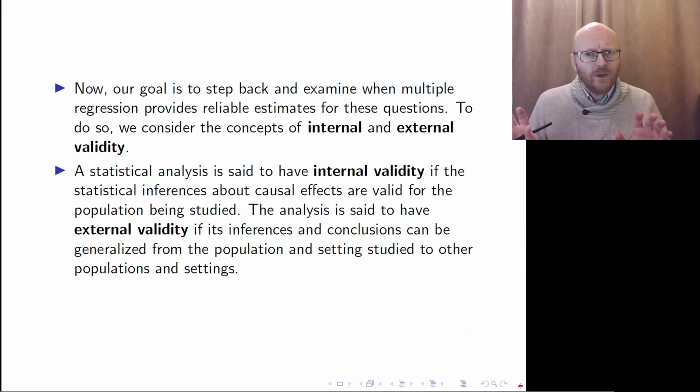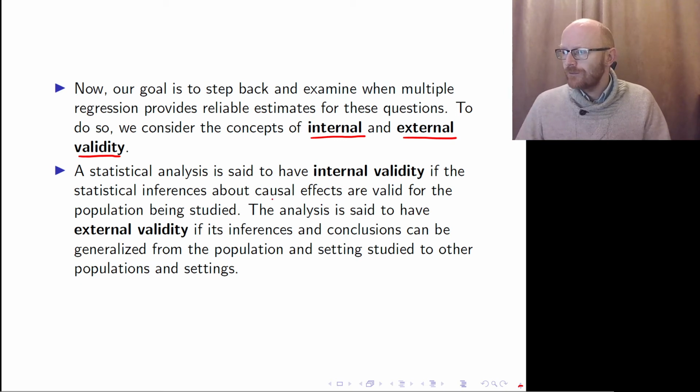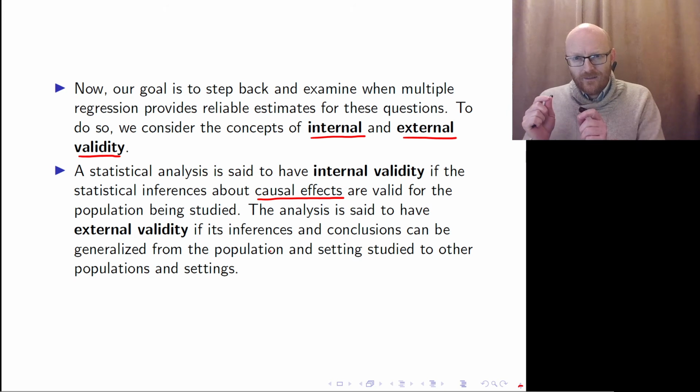Now we need to just step back a bit and examine when multiple regression actually gives us results we can trust. To do this, we are going to talk about the concepts of internal and external validity. You say that the analysis has internal validity if the statistical inferences about causal effects are valid for the population being studied. Remember, the causal effects deal with the betas. You want to be as close as possible to the true beta, to estimate the true effect that variation in x has on the y variable.